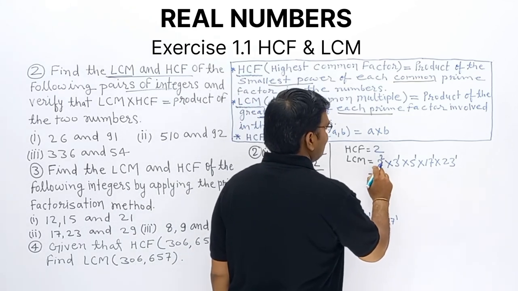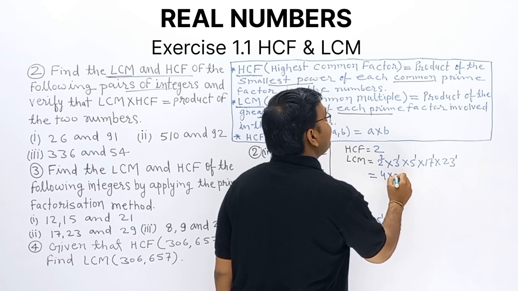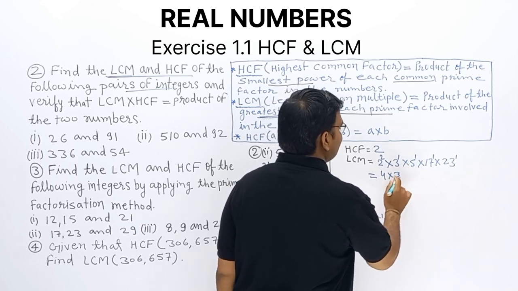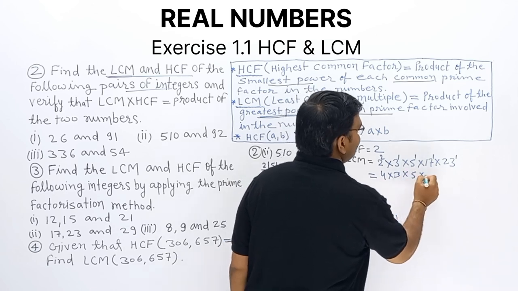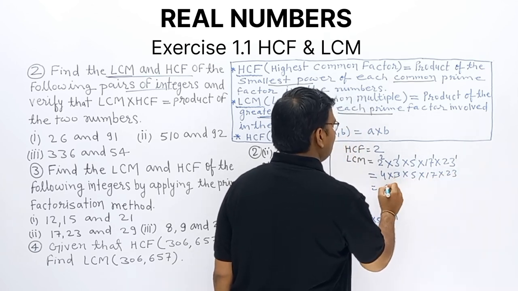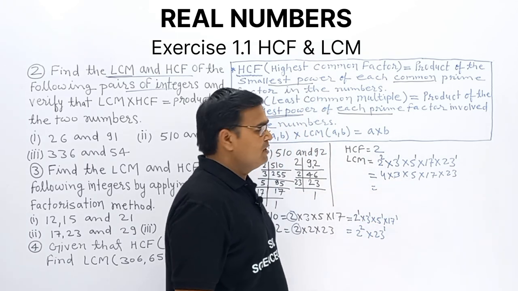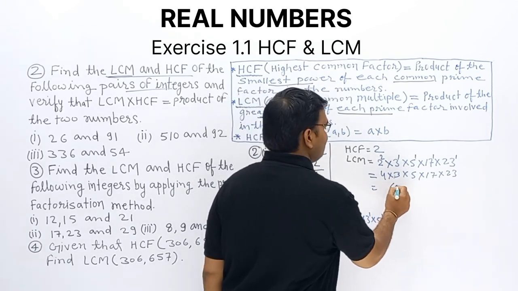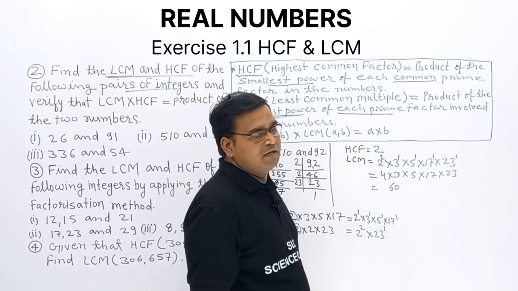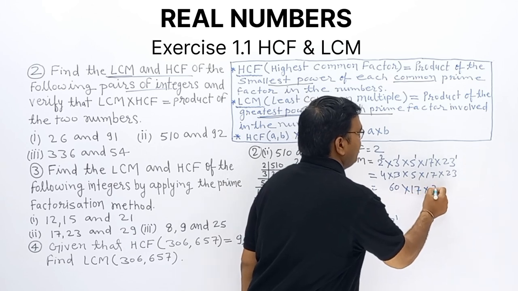Now multiply. This is the 4, this is the 5, 3 fives. This is 1 time, I am writing like this: 3, 5, 17 and 23. Now I am multiplying. 4 threes are 12, and 12 fives are 60. Yes or no? 5 threes are 15, 15 fours are 60. Clear? Into 17 into 23.